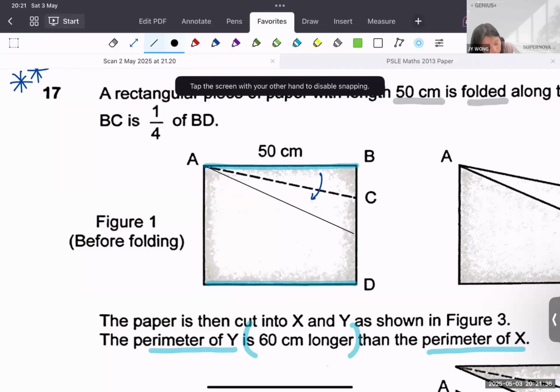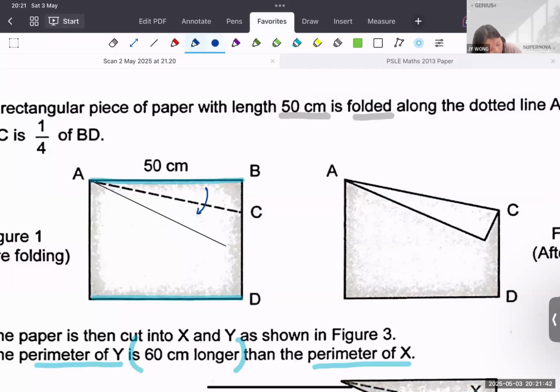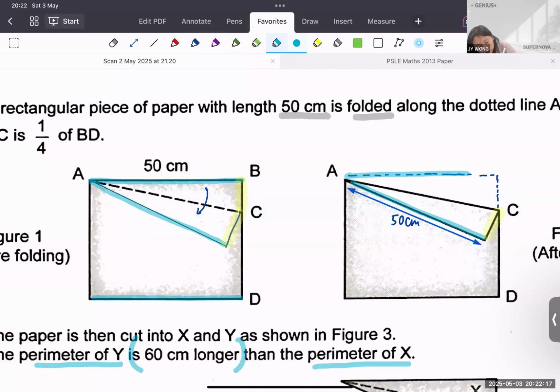So you fold. You will see that this part is reflected here. So this is the 50. Just now my arrow wasn't very clear. This is supposed to be the 50. When you fold, this part and this part will actually be the same. If I were you, I always tell my students, if you see a figure that's folded, please use a dotted line to sketch it back. Then you can see the original and compare. So this is the original, 50 cm.